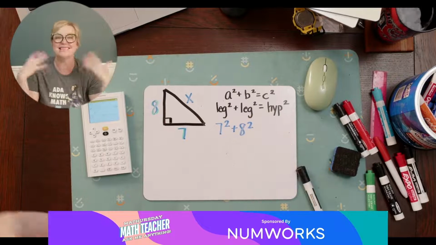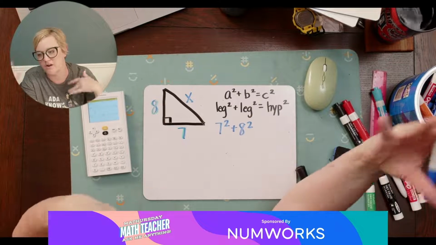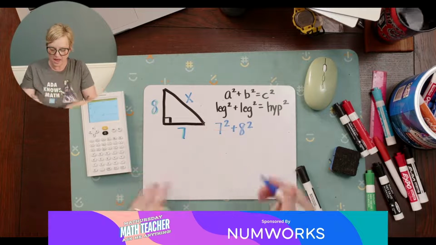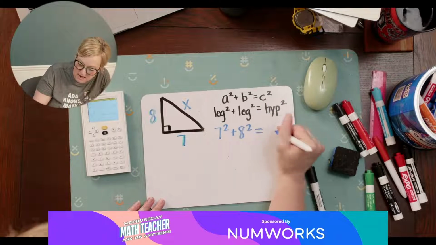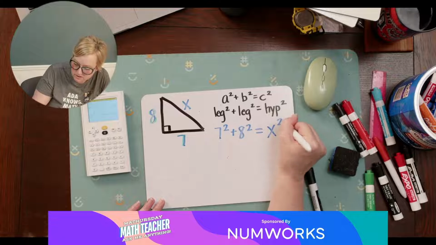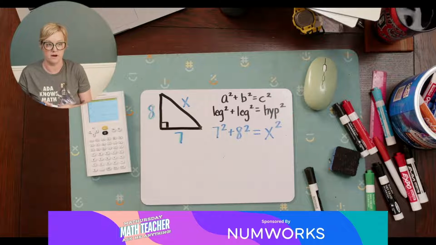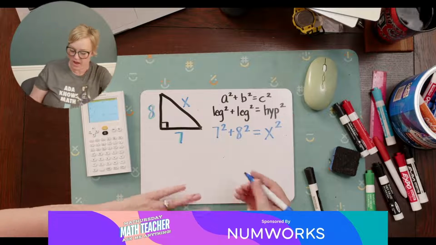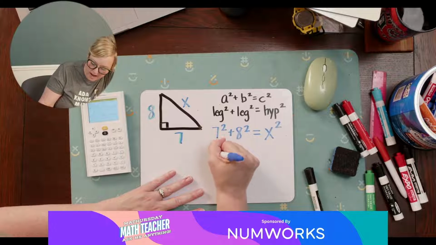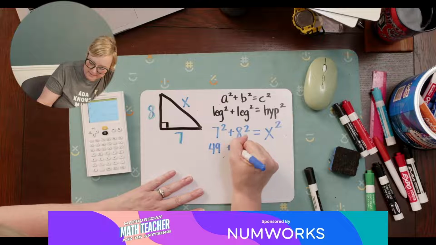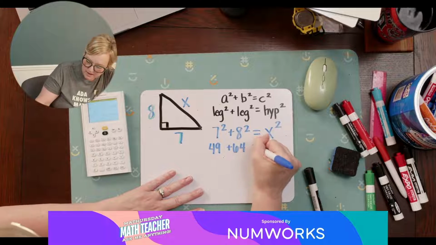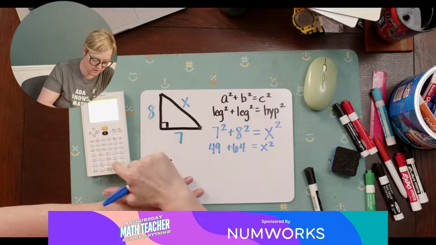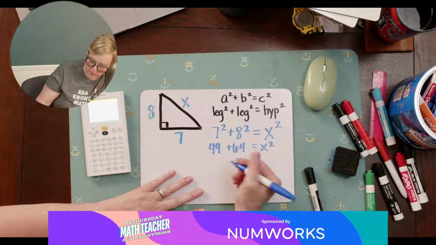So I've got 7 squared plus 8 squared. Again, it doesn't matter if it's 7 squared plus 8 squared or 8 squared plus 7 squared. It's all going to work out. So 7 squared plus 8 squared is going to equal my hypotenuse squared, which is X squared. Now I've got 49 plus 64 equals X squared. So 49 plus 64 is 113.